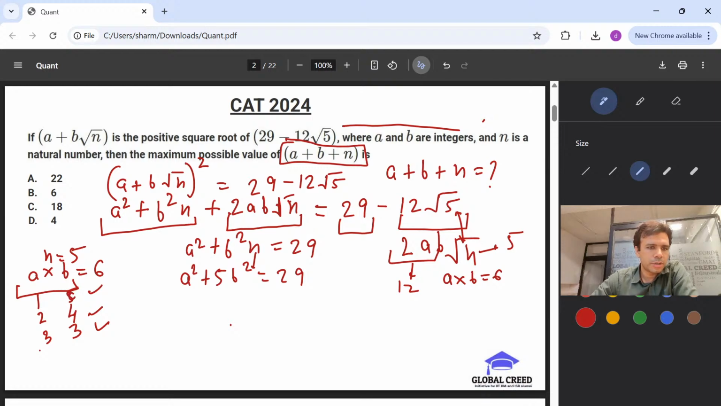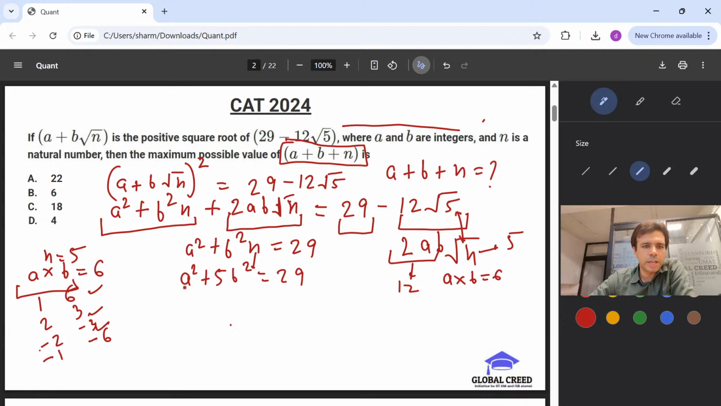So 1 into 6 is 6. Oh wait, why have we taken a product? We should have taken a product here. So let me rewrite these values. The values here would be 1 into 6 giving me 6, 2 into 3 will give me 6. Another possibilities for 6 are either minus 2 minus 3, or minus 1 minus 6. These are all our possibilities. n is a natural number, a and b are integers, so a and b can be integers.